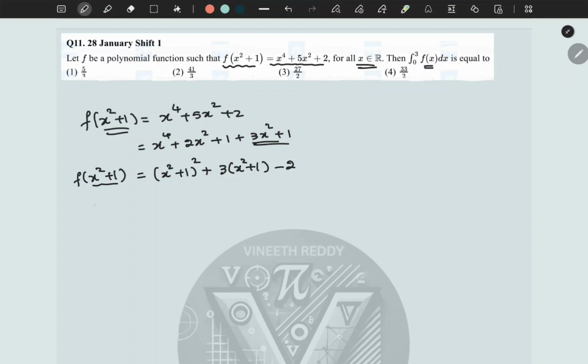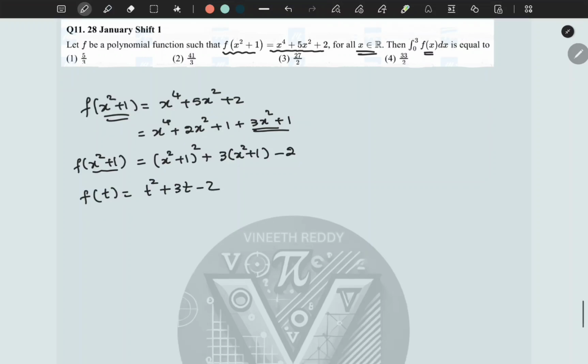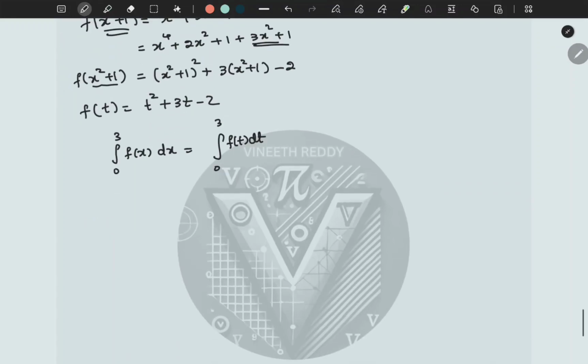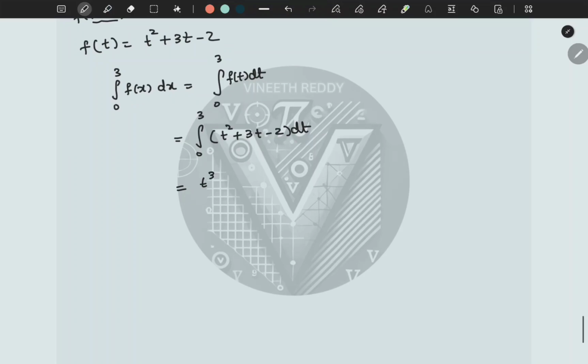Students, if we replace x square plus 1 with t, what do we get? t square plus 3t minus 2. That's it. So f of t is t square plus 3t minus 2. And what are they asking? They are asking us to find integral 0 to 3 f of x dx, which will be nothing but integral 0 to 3 f of t dt, right? I can replace the variable here. So f of t will be t square plus 3t minus 2 dt. Now I think we can comfortably integrate this. This will be t cube by 3 plus 3t square by 2 minus 2t. The limits are from 0 to 3.